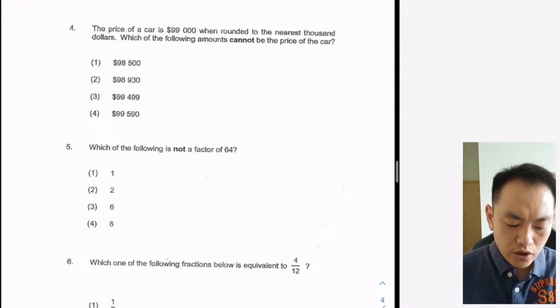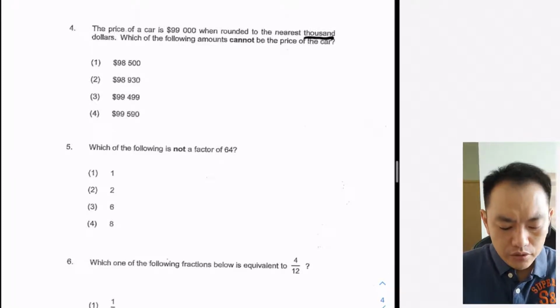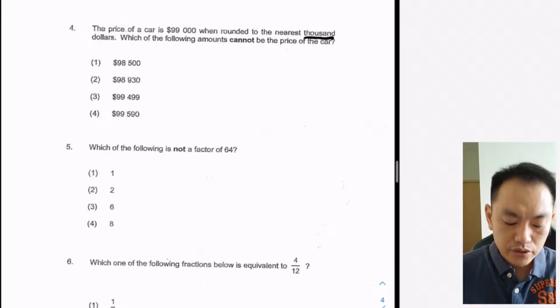Okay, let's move on to question 4. The price of a car is 99,000 when rounded to the nearest thousand. Okay, which of the following amounts cannot be the price of the car? Okay, so they rounded off the price to the nearest thousand. So the price is 99,000. So he's asking which one cannot be the price of the car. So basically you can just round off each of the numbers to the nearest thousand.